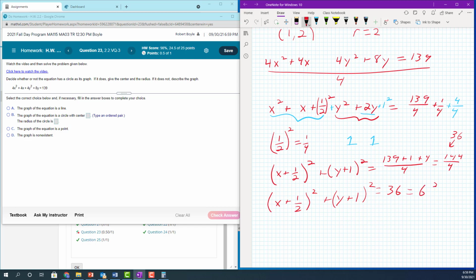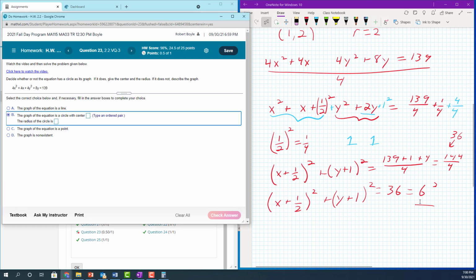All right, so is this equation the graph of a line? No, it is not. Since we have a positive value here, we know that this is going to be the graph of a circle. Once again, if this was 0, it would be a point. If it was negative, the graph would not exist on the Cartesian plane. Okay, so now we have a circle whose center is at negative 1/2, comma, negative 1.